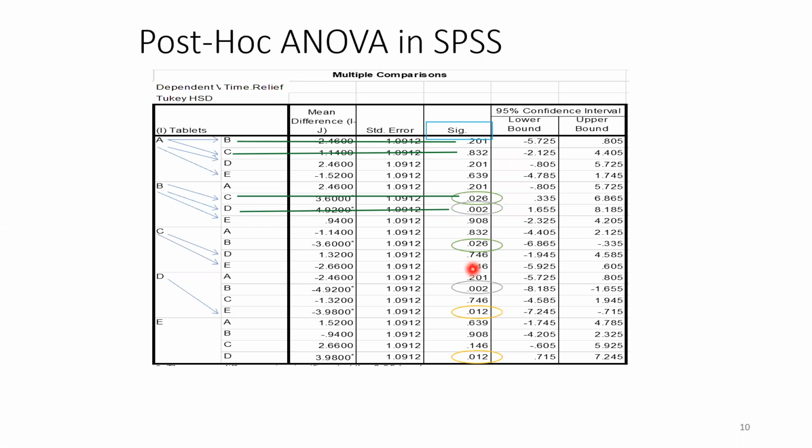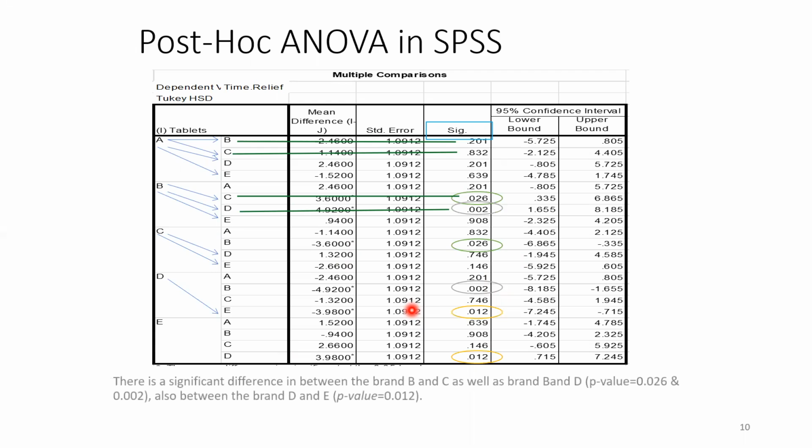In conclusion, we can say that the time relief was not significantly different in all the groups. It was different in B with C and B with D, and D with E. So we had three pairs which produced significantly different results, which was not detected by the one-way ANOVA.